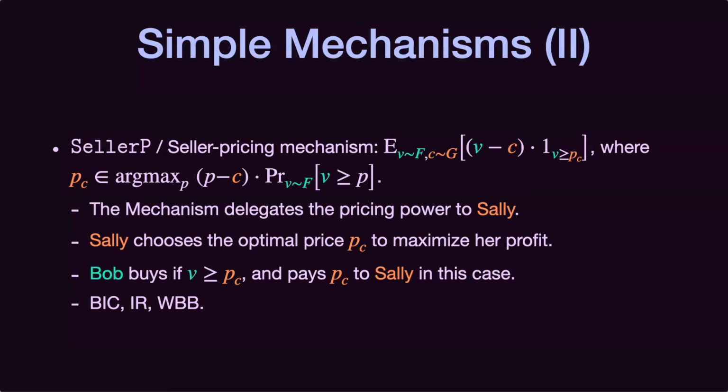Sally can compute her optimal price PC by maximizing this P minus C times the probability of Bob buying the item. We can easily see the mechanism is IC, IR, and budget balanced. The gains from trade of this mechanism is simply V minus C times the cases where Bob is buying the item.